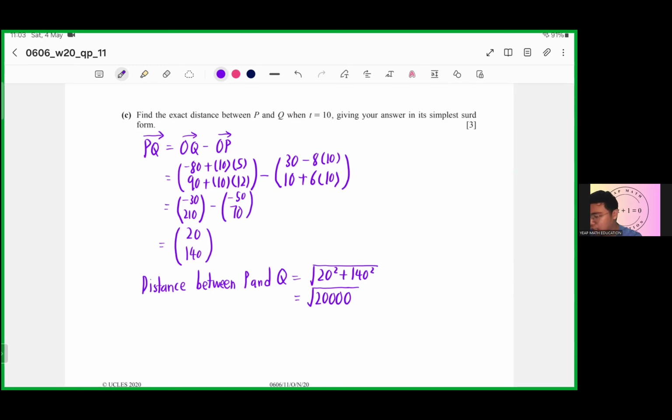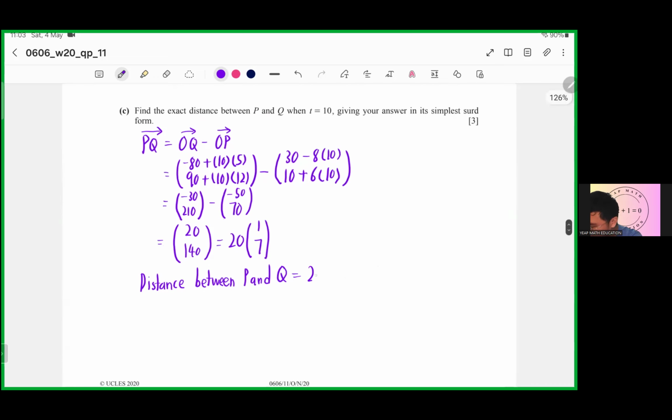Okay, actually then we can make a simple form. Okay, actually now I can factorize this part. 20 bracket 1 plus 1 over 7. Okay, so this way we can make it easy. So 20, so 1 squared plus 7 squared equals 20. Okay, we got 15.